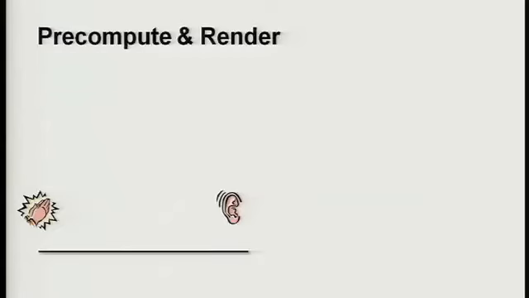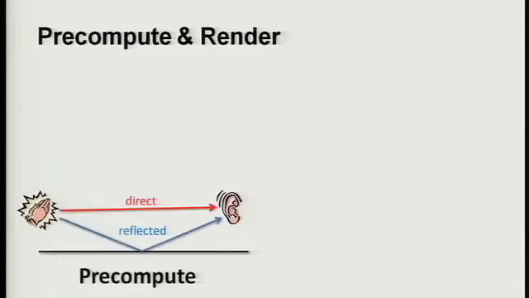To give you an idea of how sound propagation is done through a pre-compute and render approach, I'll take a simple example of a source and listener standing above a flat ground. In this case, suppose you clap at some position giving out an impulsive sound. It travels through two paths, one the direct path and the other reflected from the ground.